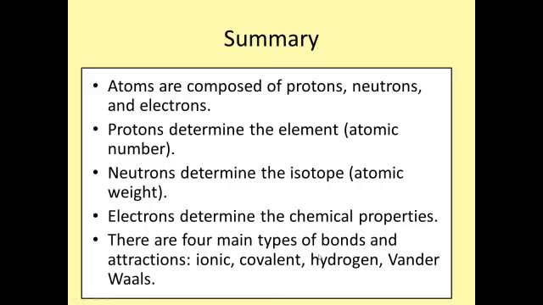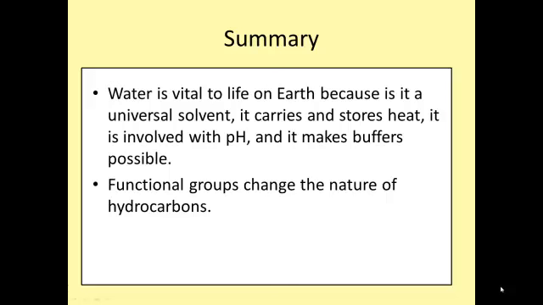There are four main types of bonds and attractions: ionic, covalent, hydrogen, and van der Waals. Now remember, there's two different kinds of covalent bonds, so there's really 5. Water is vital to life on Earth because it is a universal solvent, it carries and stores heat, it is involved with pH, and it makes buffers possible. Functional groups change the nature of the hydrocarbons that they are attached to.